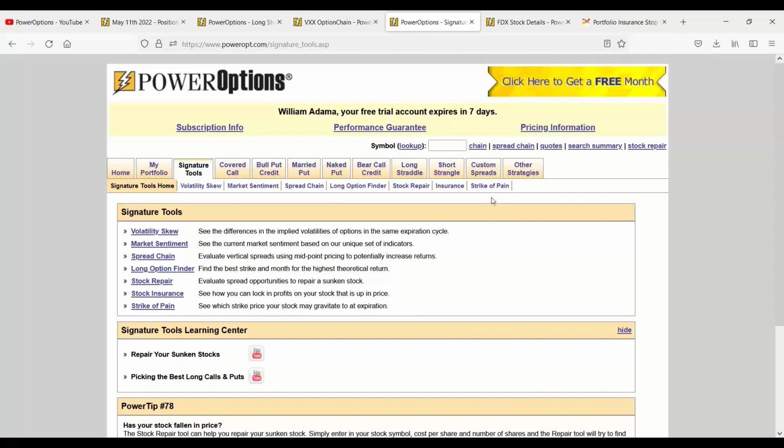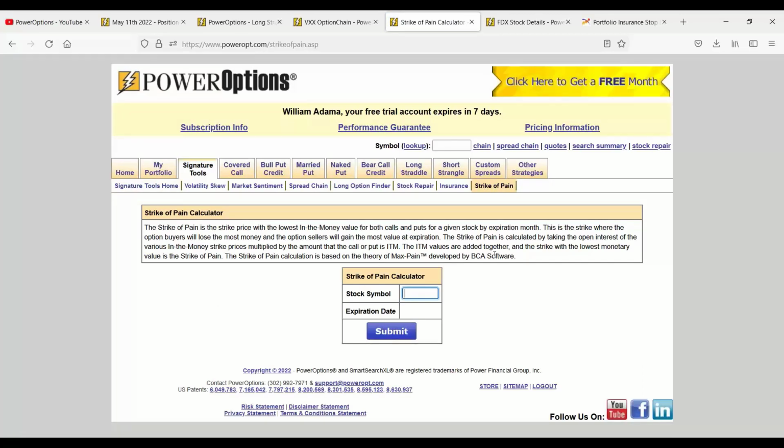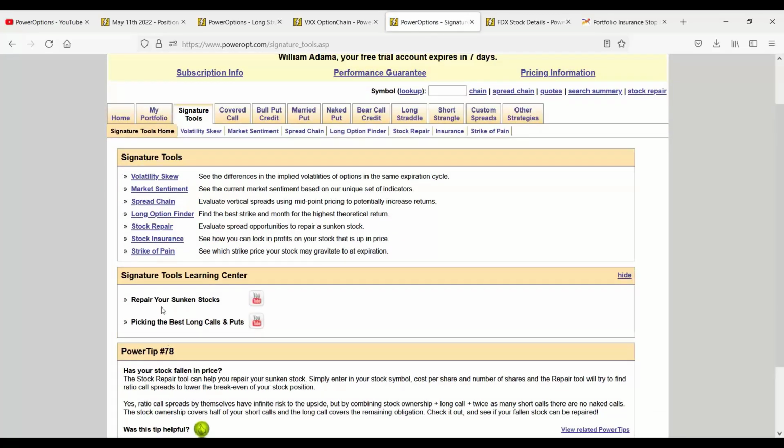And there's a help guide on this page, I thought. Oh, there is a video here. Let me go back to signature tools. Yeah, there's a video there where we talk about the signature tools and we review the strike of pain.